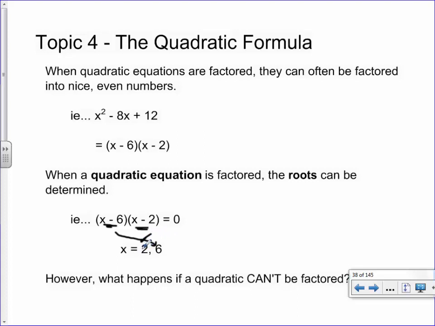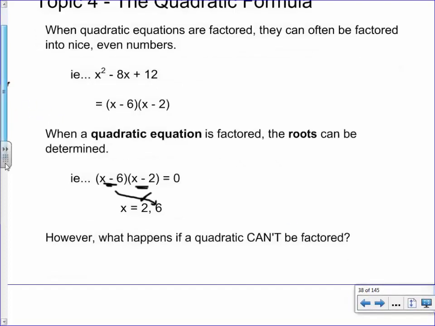However, there is a problem. What if you can't factor? Now, I don't mean what if you're not capable of factoring, like you're not smart enough or you make a mistake. I'm saying what if the quadratic just cannot be factored? And that happens lots. Okay, let me just make up an example here.